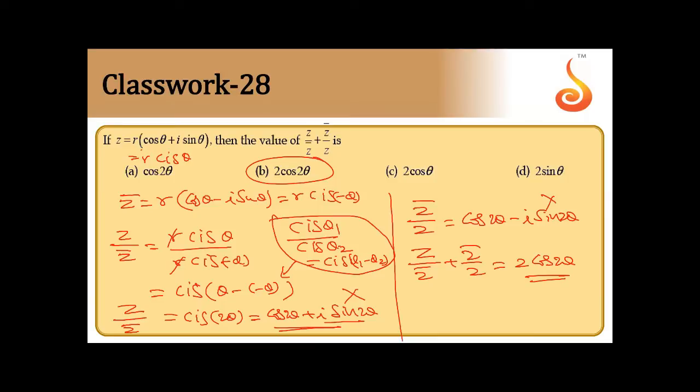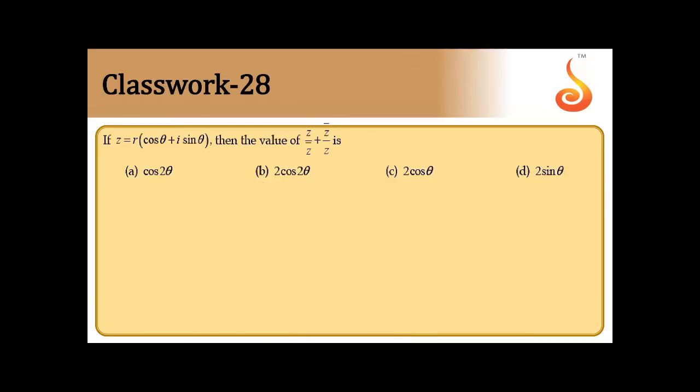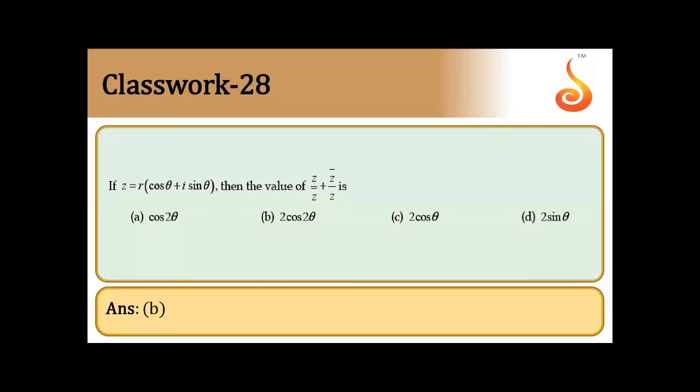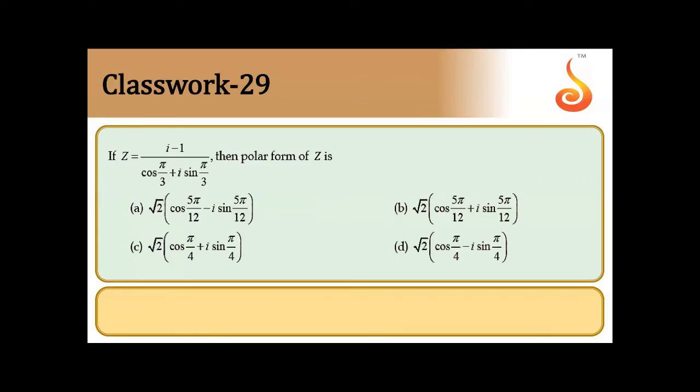The next question. This is the polar form of Z. It's a very good question. Z equals (i minus 1) by (cos pi by 3 plus i sin pi by 3). You have to take the polar form of Z, so first get the simplest form, then you can take the answer from this.